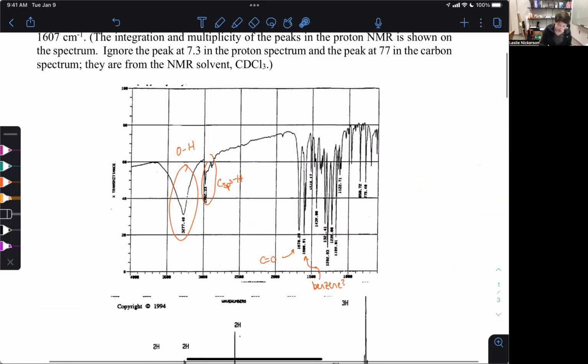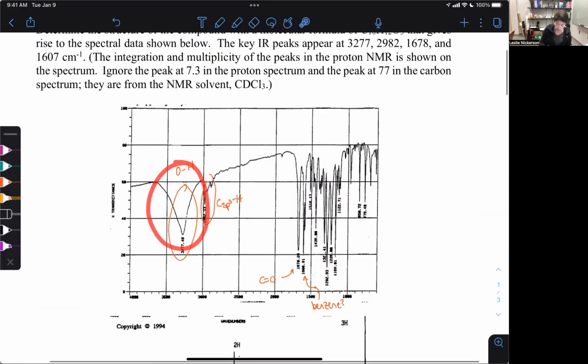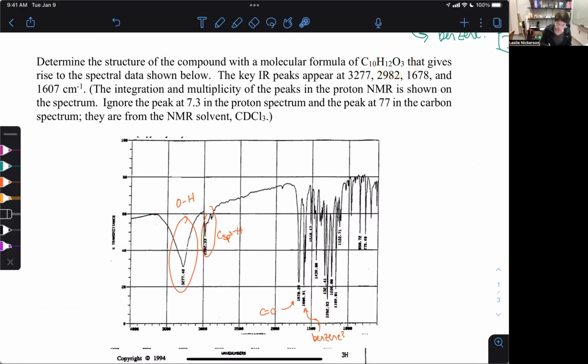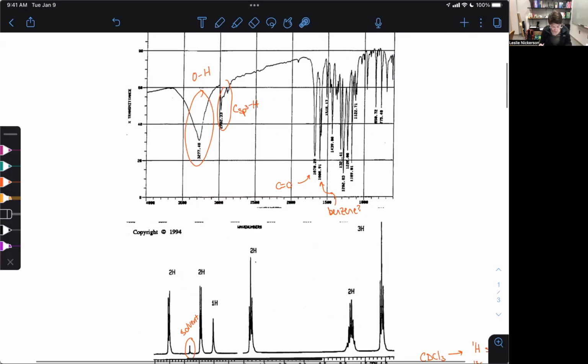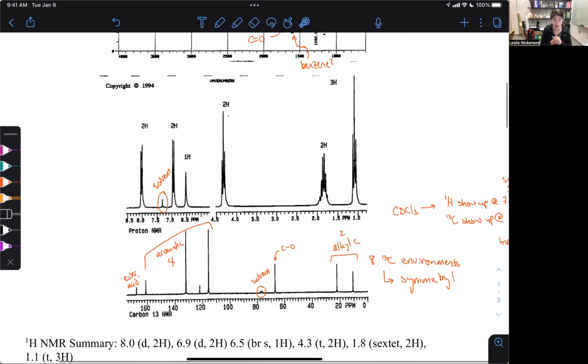But just because we have 3 oxygens and we've got this big old OH here, I'm not quite sure if we're going to have an ether and a carboxylic acid or an ester and an alcohol. So we've got to figure that out a little bit more. Okay, so now let's look at the proton NMR.